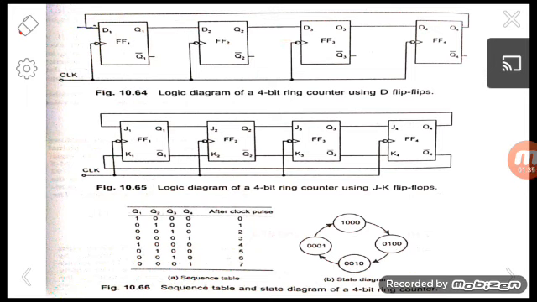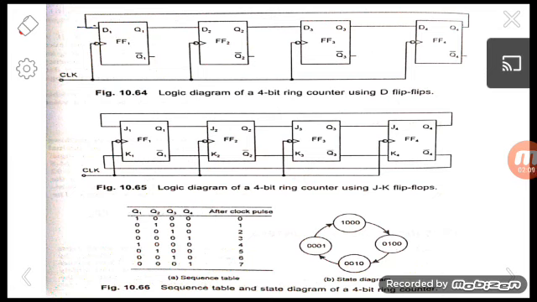It is also a synchronous counter, that is, we give the clock pulses at the same time to all the flip flops. We can also construct this ring counter using a JK flip flop, such that the Q4 output is given as the J1 input and the inverted output, Q4 bar, is given as input of K1.